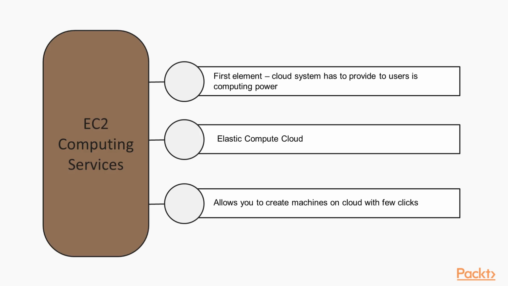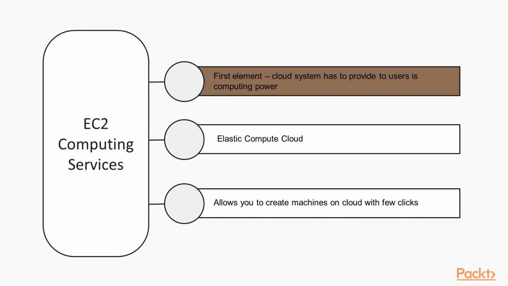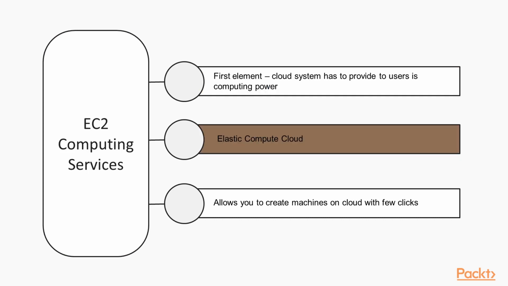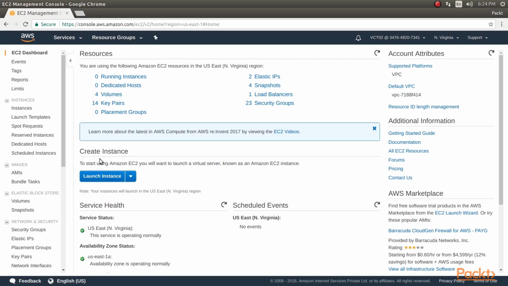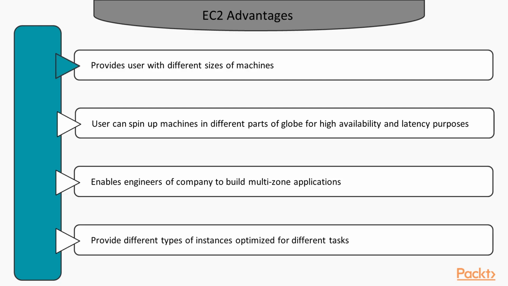Now we move to EC2, that is one of the computing services. The first element that a cloud system has to provide to the users is computing power. EC2 stands for Elastic Compute Cloud. It allows you to create machines on the cloud with a few clicks. This is what the EC2 interface looks like. It provides the user with different sizes of machines and is available across the cloud. This means that the user can spin up machines in different parts of the globe for high availability and latency purposes, enabling the engineers of your company to build multi-zone applications without coordinating teams across the globe.